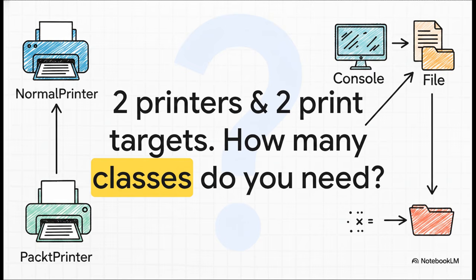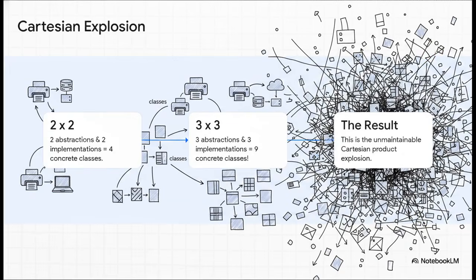You have two types, let's say a normal printer and a special packed printer. And they can each print to two different places, like the console or maybe a file. Simple enough, right? So how many different classes do you end up needing? Yeah, the math here gets ugly, and it gets ugly fast. That simple 2x2 setup, that's 4 concrete classes you have to write and maintain.